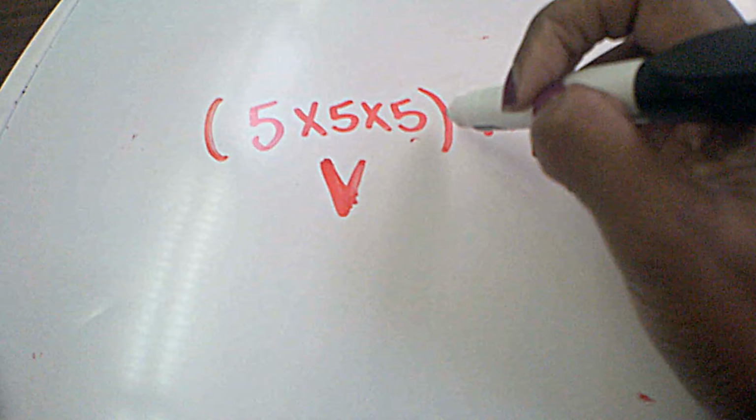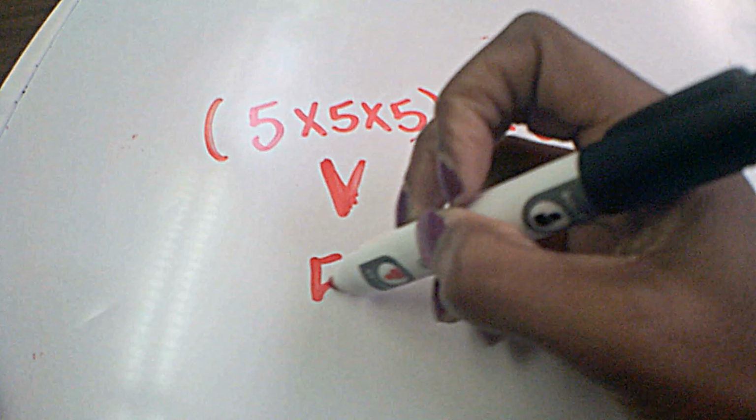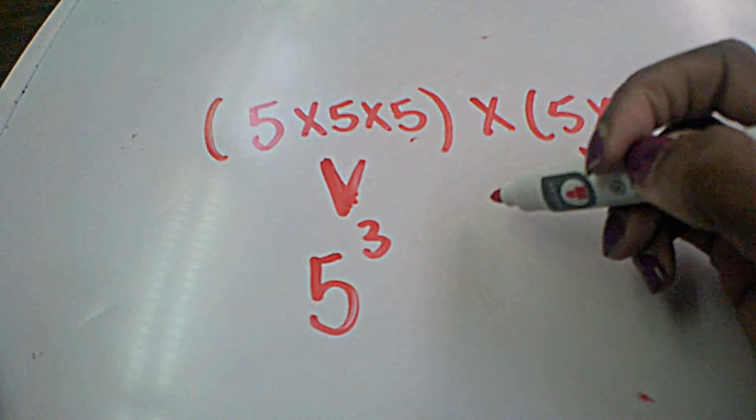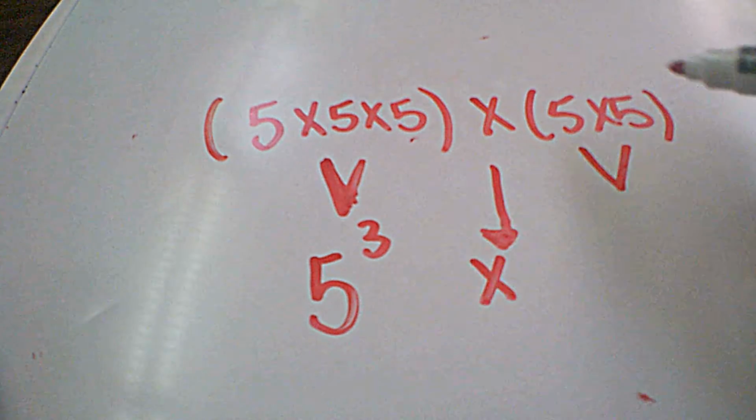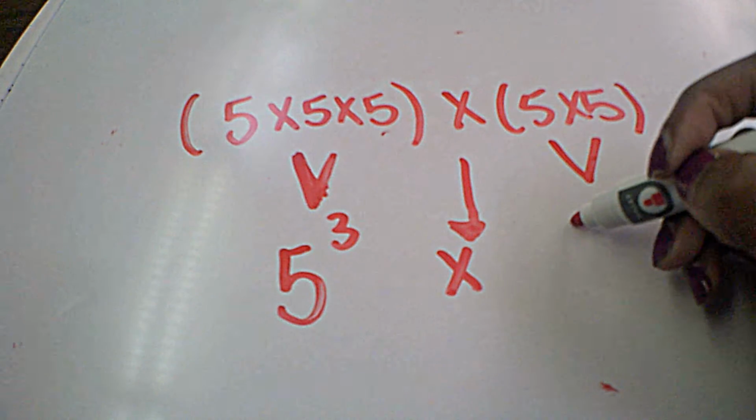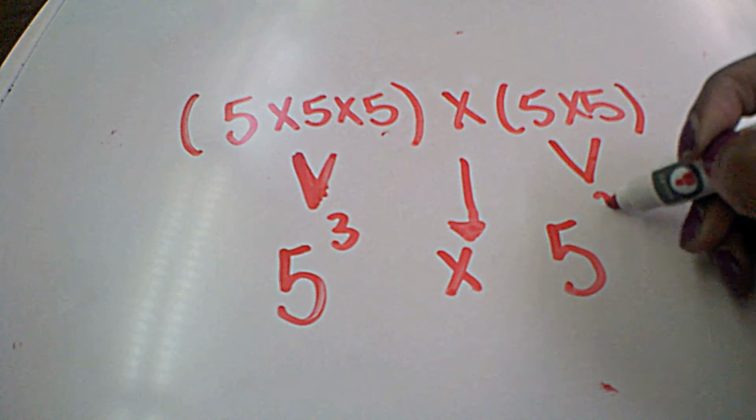5 times 5 is what? 5 to the 3rd power. Don't forget to bring down your symbol. 5 times 5 is what? 5 to the 2nd power.